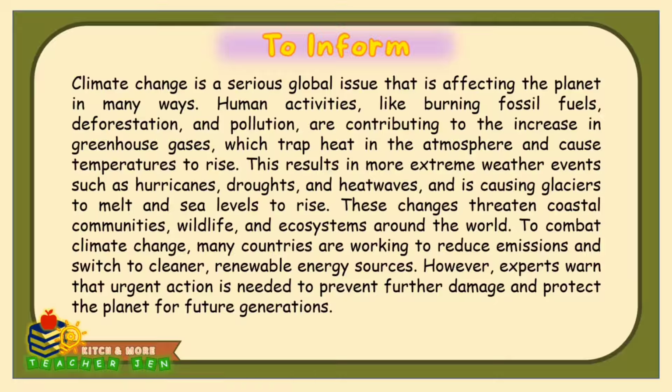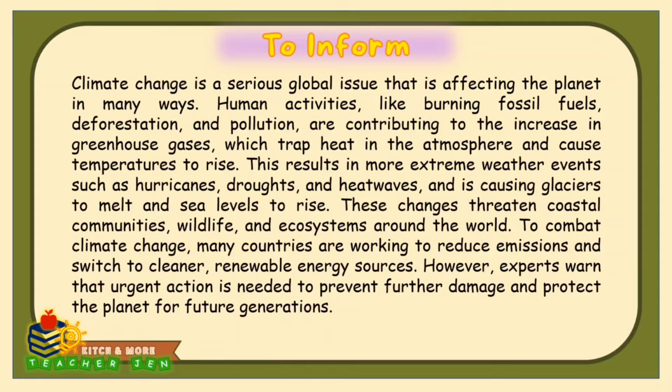To combat climate change, many countries are working to reduce emissions and switch to cleaner, renewable energy sources. However, experts warn the urgent action is needed to prevent further damage and protect the planet for future generations. This article is an example of writing to inform because it shares clear facts about climate change without trying to make you feel a certain way or persuade you. The words are simple, like global issue and greenhouse gases, which help explain the topic. The sentences are easy to understand, giving information in a simple order: causes, effects, and solutions. The tone is neutral, just giving facts to help you learn about the issue.